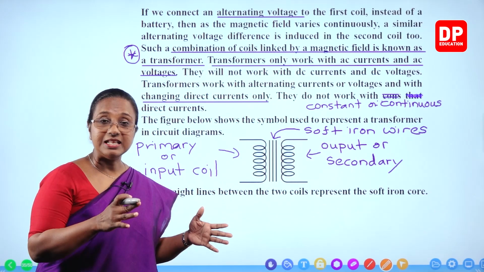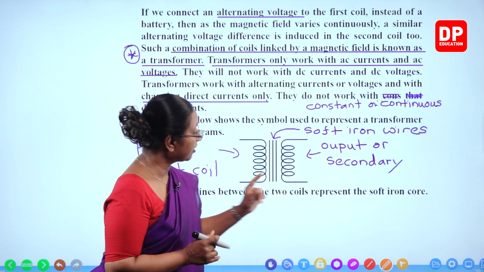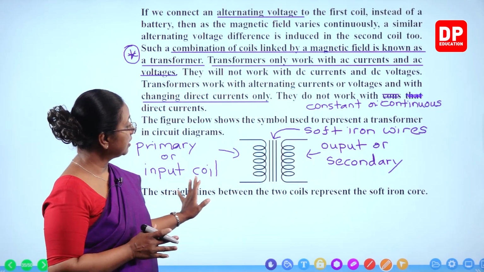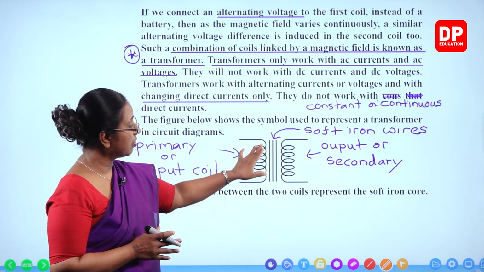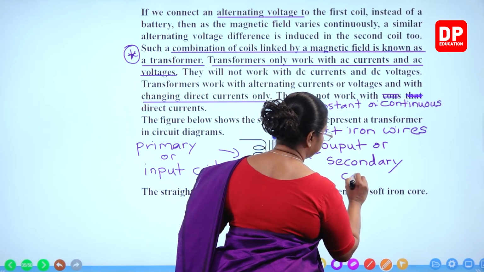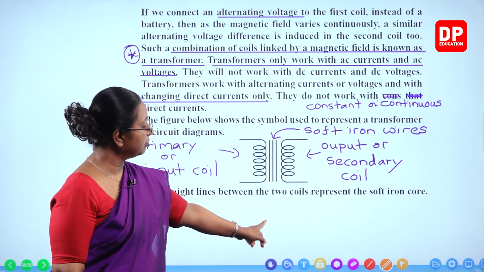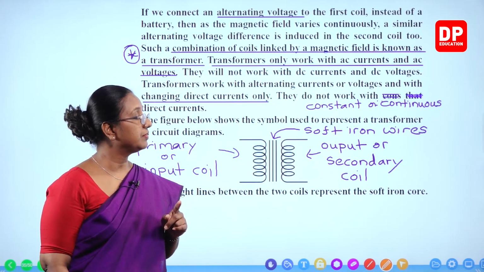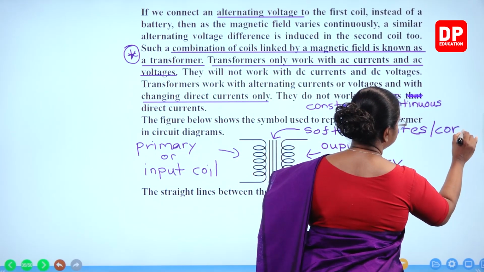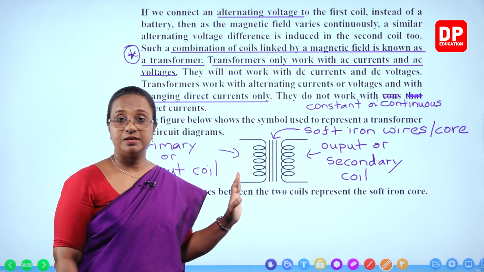So what we did in the activity, the components that are needed for a particular transformer: the primary or the input coil, soft iron wires, and the output or secondary coil. So here you can see the straight lines between the 2 coils represent the soft iron core. Soft iron wires or soft iron core. So that is the symbol of a transformer.